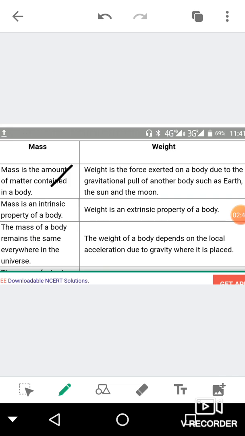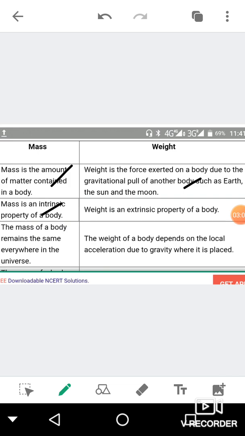Number second, move on to the weight. Weight is the force exerted on the body due to the gravitational pull of another body such as the Earth, the Sun and the Moon. What is weight? Weight is defined with gravitational pull, right? Weight is not an independent quantity. It is defined with the gravitational pull of another body such as the Earth, the Sun and the Moon.